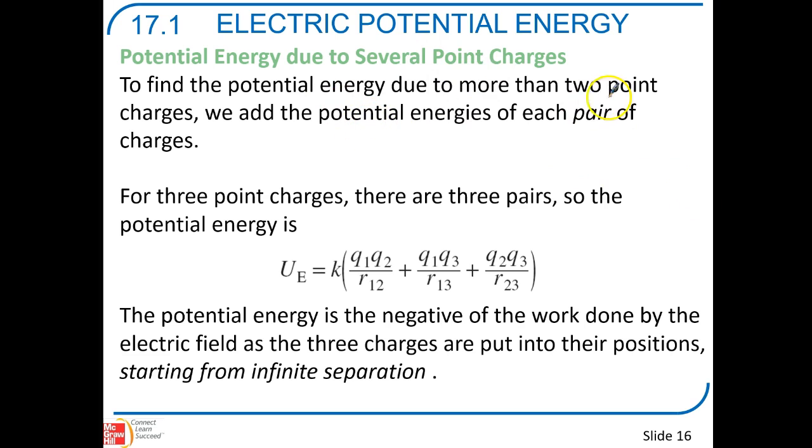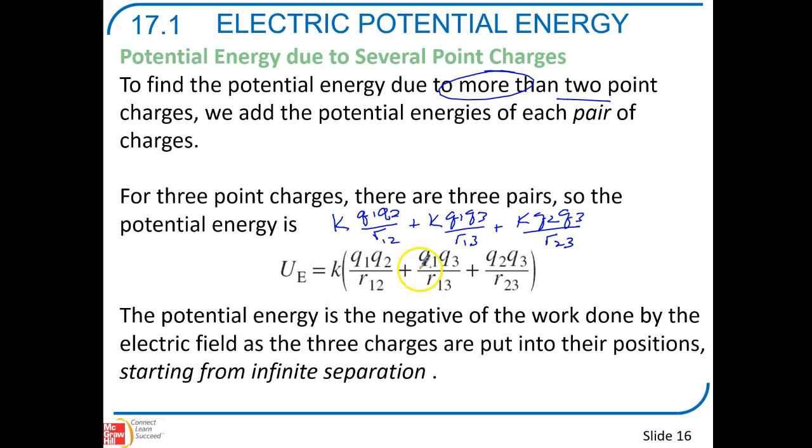If we have more than two point charges, we need to add the potential energy of each pair of the charges. For three charges, you're going to use the equation, which starts out with k Q1 Q2 all over the distance r12, plus k Q1 Q3 all over r13, plus, the last one, k Q2 Q3 all over r23. But because k is a constant and doesn't change, we can put it out front.